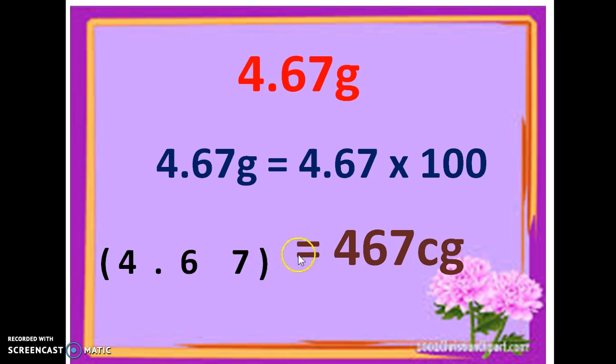4.67 gram. We want to change it to centigrams. You shift the point from the left to the right by the number of the zeros in 100. You shift it 2 times. 1, 2. Now you assume your point to be here. The point is no longer in the middle of this number, that is why you're not seeing the point here. So your answer now is 467 centigram.